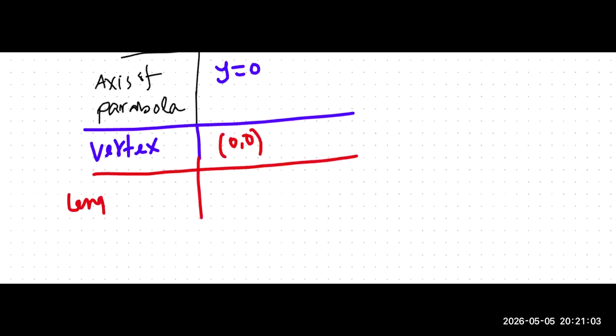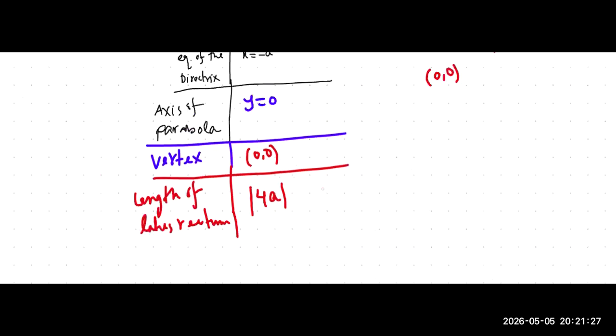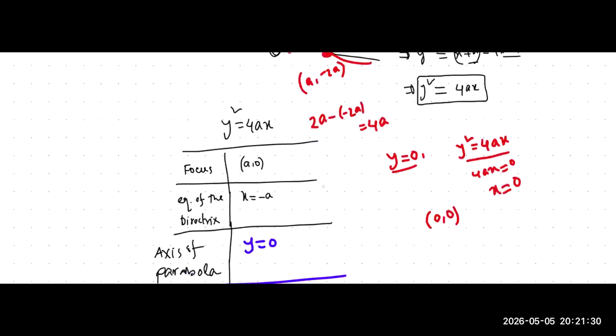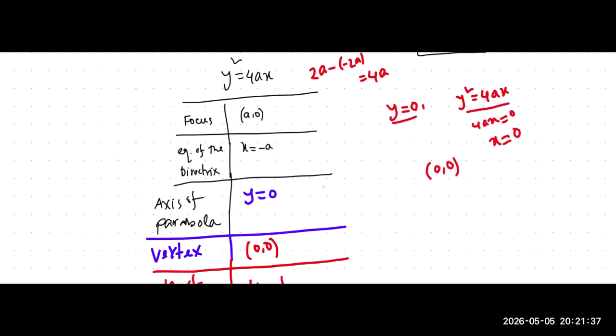Length of latus rectum is 4a. So a can be any negative quantity. So that's why we need to use the absolute value, since this is a length, and length is always a positive quantity. So length of latus rectum is the absolute value of 4a. So these are all the necessary pieces of information that you need to calculate in your exam: the focus, equation of the directrix, axis of parabola, vertex, and length of latus rectum.